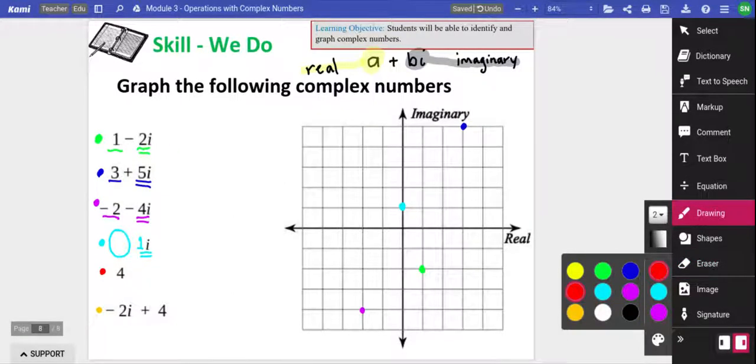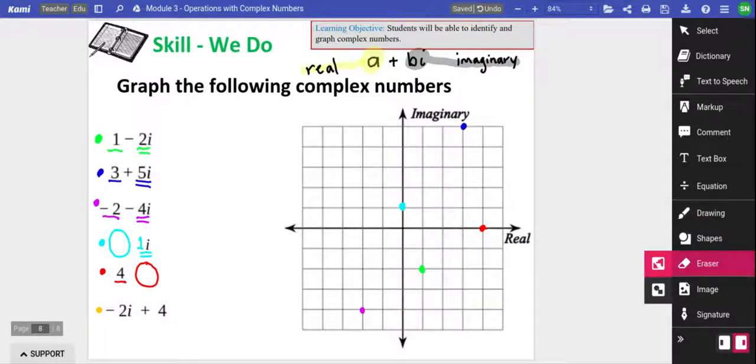The fifth one has a real part, so I will be moving 4 to the right. 1, 2, 3, 4. And this is the coordinate of the point because there is no imaginary part. Therefore, we do not have to move up.